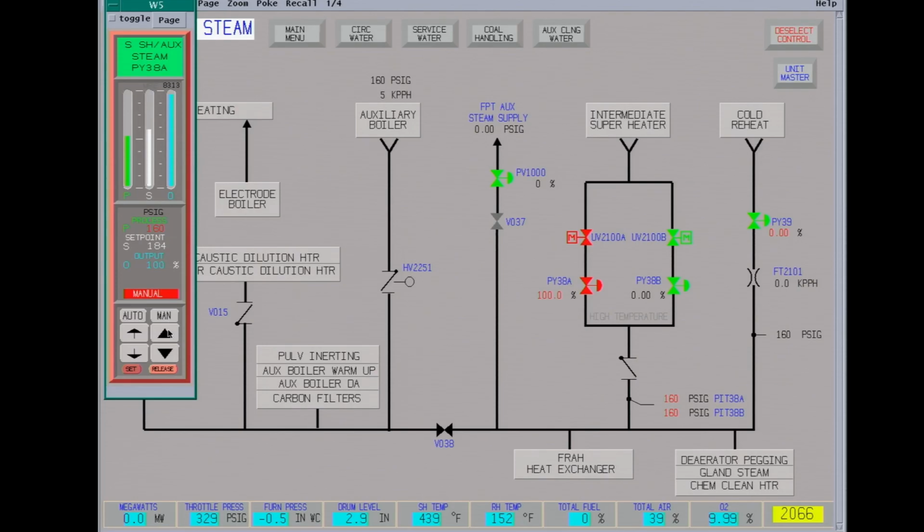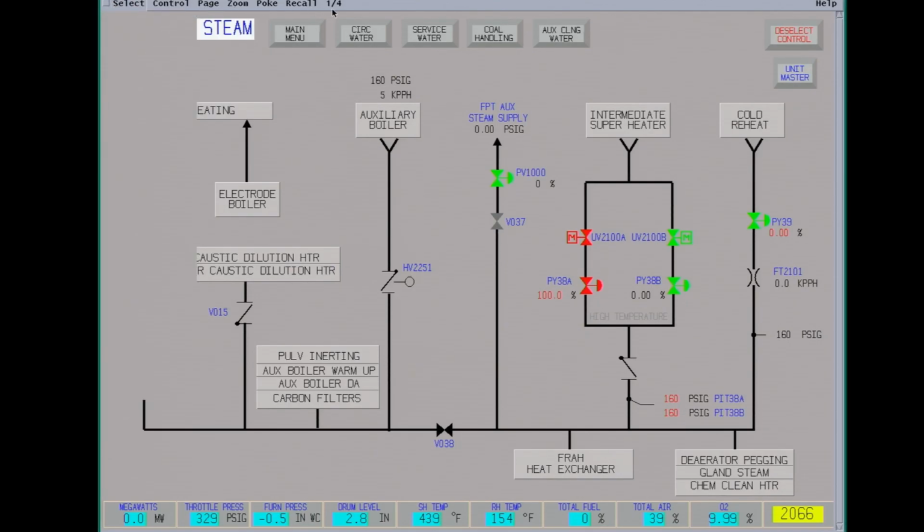Drum level's come up a little bit. We haven't had to open up the drains to lower the drum level yet. Okay, we're full open. I'm going to put in auto as this pressure comes up. This valve will start closing down. Box boiler slowly coming off.